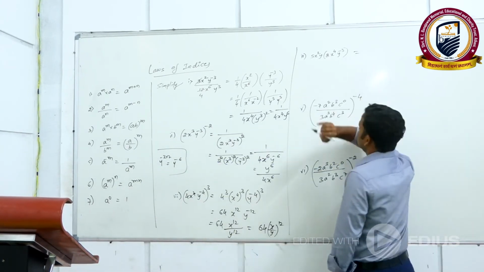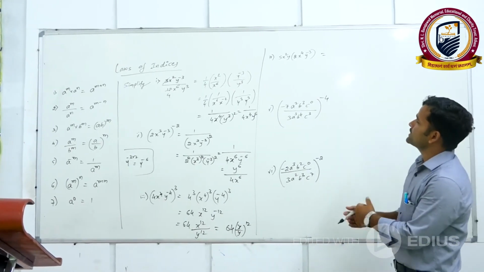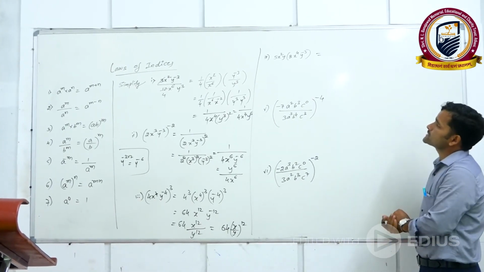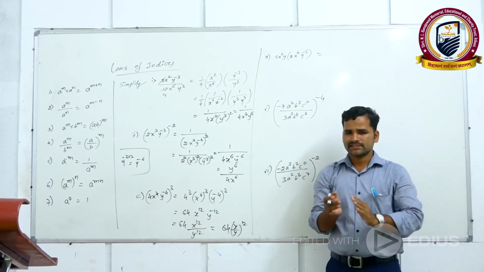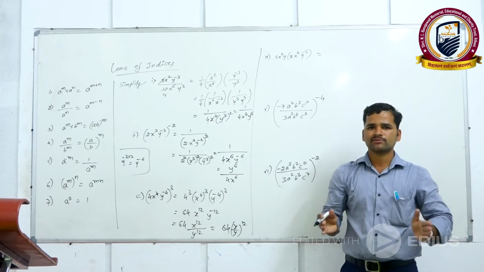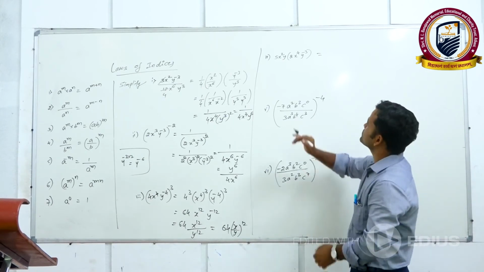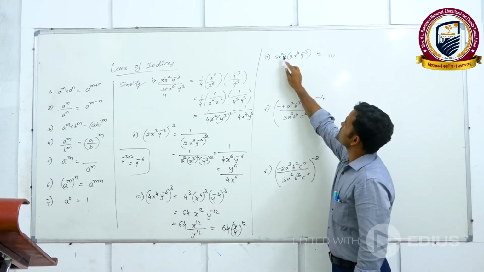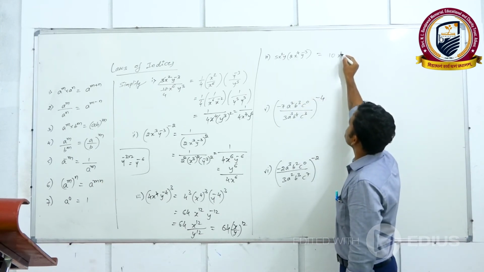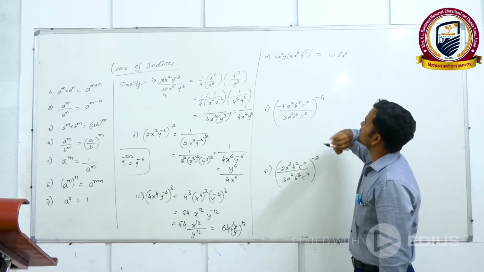Now, coming to the fourth problem. 5x square y into 2x raised to 4 into y raised to minus 3. We can multiply the like terms, that is similar terms. You can keep multiplying the terms of the same kind. First the constants, 5 into 2, 10. x square into x raised to 4, you write those two together.